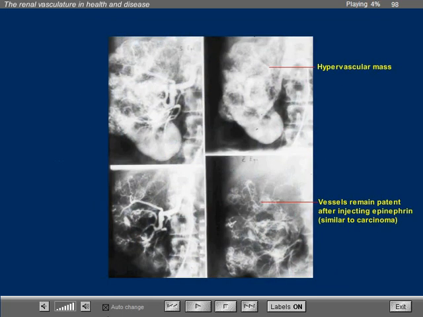At angiography, we may observe a hypervascular mass as seen in these 4 images. Note that the bottom images were obtained following the injection of epinephrine. When injecting epinephrine or angiotensin, we may observe that the vessels of the angiomyolipoma may remain patent. This does not mean that the patient has a renal cancer, so a false positive epinephrine test may be observed with renal angiomyolipoma.